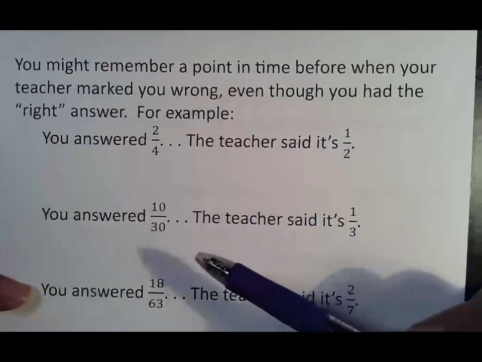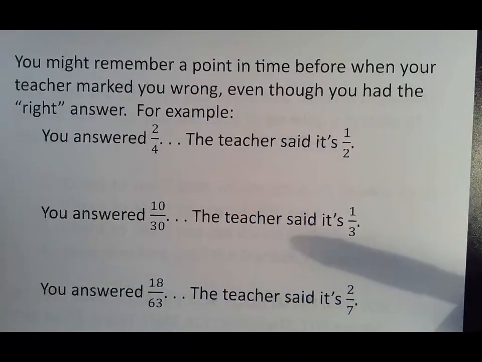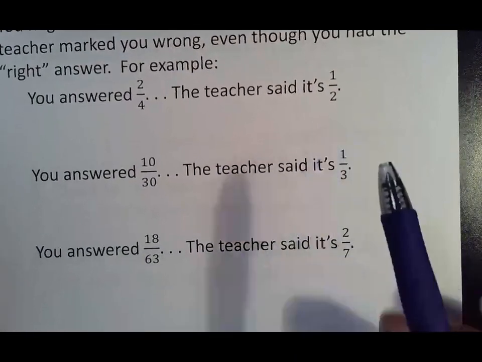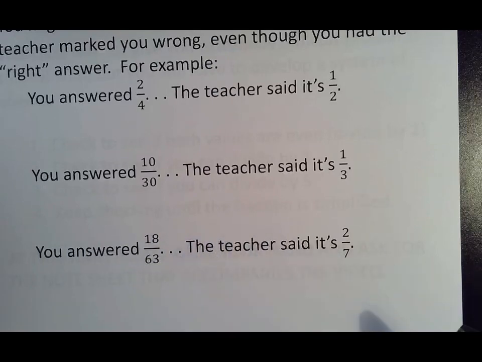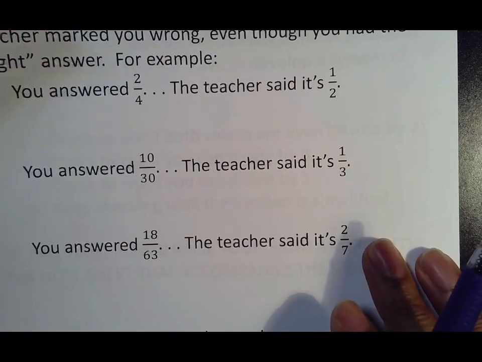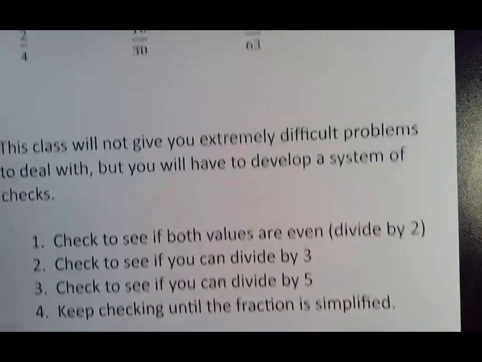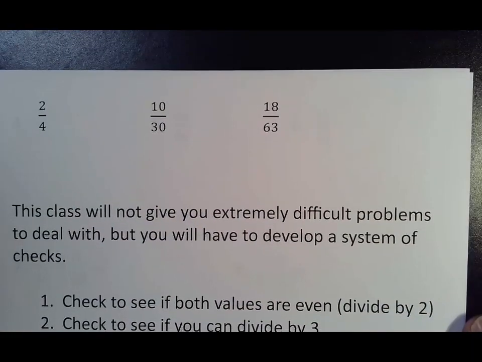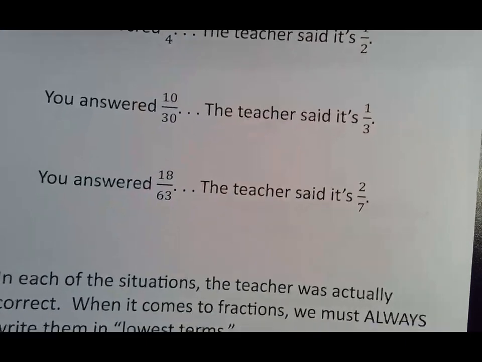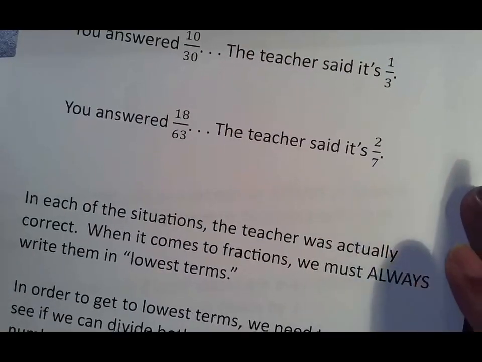You answered something like 10/30. The teacher marked it half off or whatever and said it's 1/3. You answered 18/63. The teacher said it's 2/7. And at that point, you could not comprehend how you were wrong when you did all the work you were supposed to do and still got the answer you weren't supposed to get. Well, in each of the situations, the teacher was actually right.